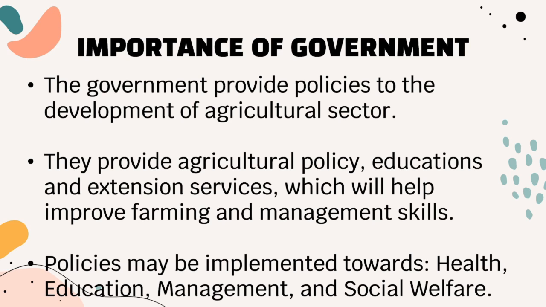The last thing we need to tackle is the importance of the government. So the government provides policies for the development of the agricultural sector. They provide agricultural policy, education, and extension services which will help improve farming and management skills. Policies may be implemented towards health, education, management, and social welfare. Basically, the government is the one who provides the people with access to certain sectors like public health and education. And also, they provide rules and policies, which keep the rural areas from utter chaos, and in turn, might help in the development of these areas.